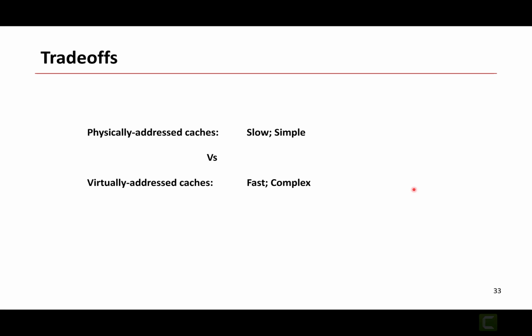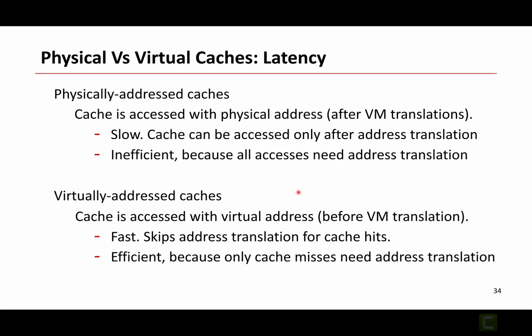Like we said, physically addressed cache can be slow because you always need to do the address translation and then get to the cache. And virtually indexed cache, on the other hand, can be faster because you can skip address translation for most of the memory accesses as long as it's a cache hit. The other subtle problem, which is a little bit challenging to understand, and we'll consider an example for it, is that physically addressed caches can be a bit simpler to implement for context switches, and it's more complex for virtually addressed caches.